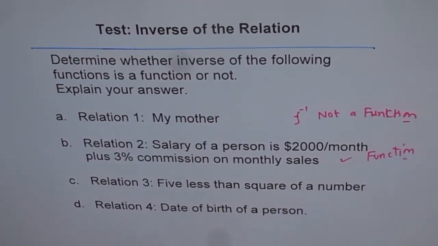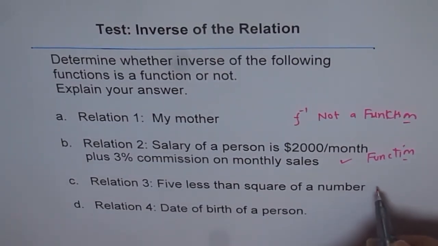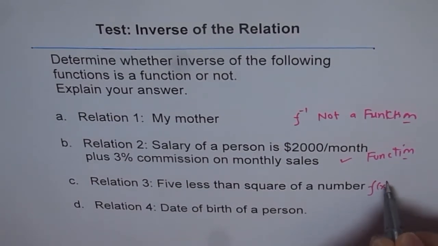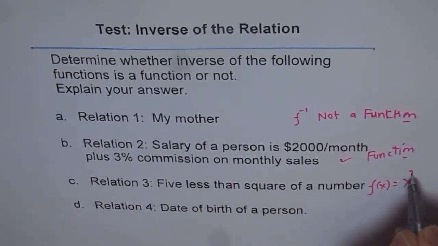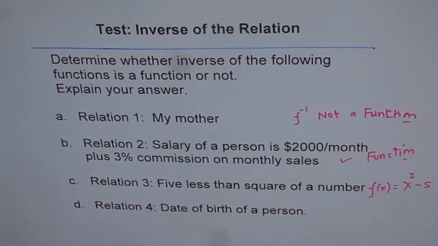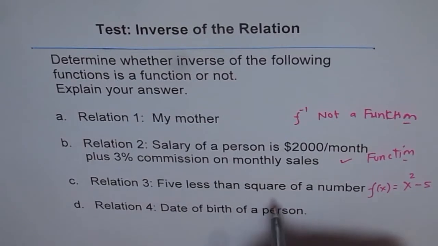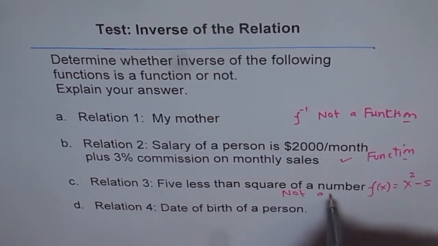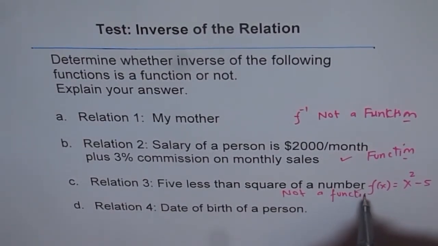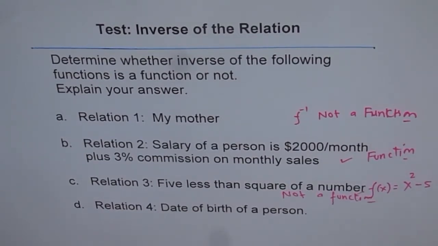How about relation 3? 5 less than square of a number. So we are writing function f of x equals x square minus 5. Now if you do the inverse of this, then you will get a square root, and therefore it is not a function. You understand why? When you do square root, you have to write plus and minus, correct? You have to write plus and minus, and therefore it is not a function.